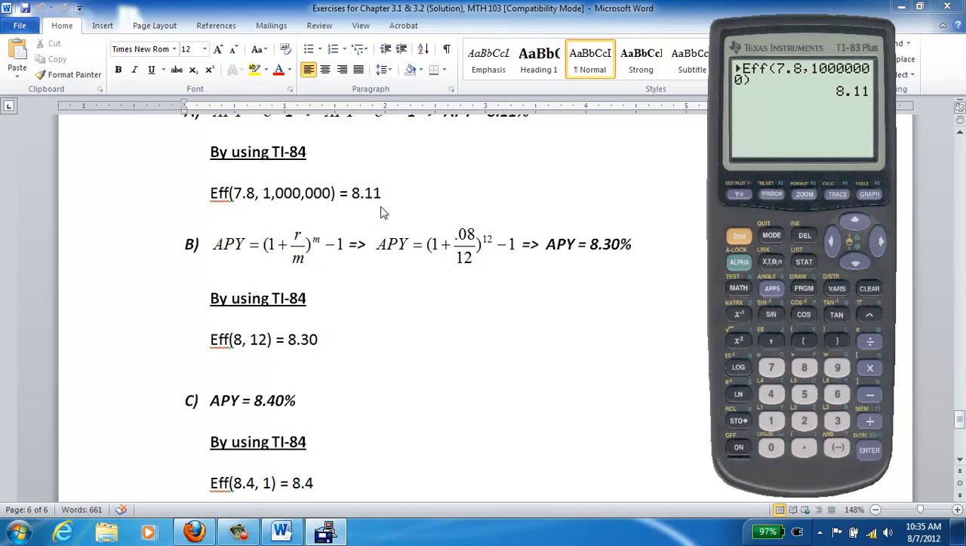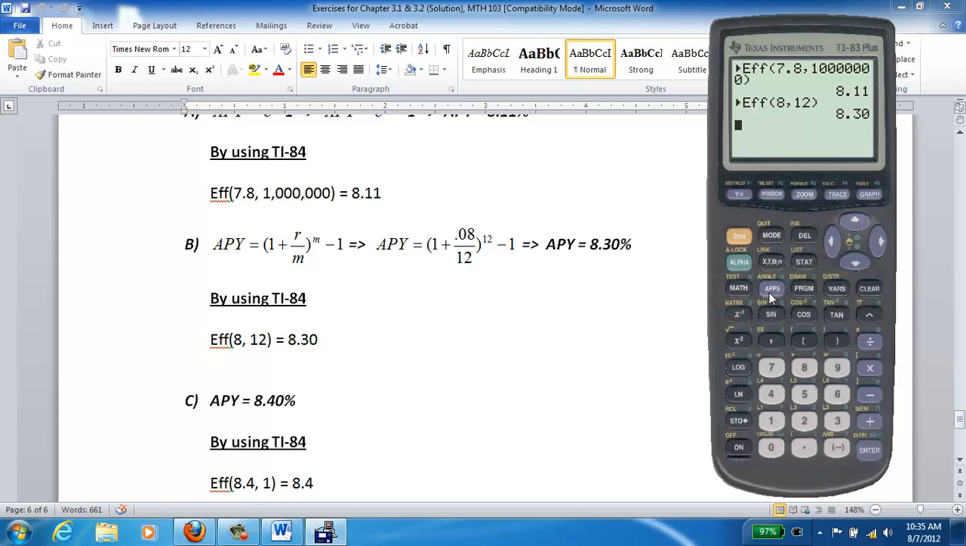Then for the next one, by using the graphing calculator, we go to Applications, Finance, effective rate. So we have 8%, 12. Why 12? Because it's monthly. Click enter. This is 8.3. So as you can see, for A it's 8.11, for B it's 8.3.